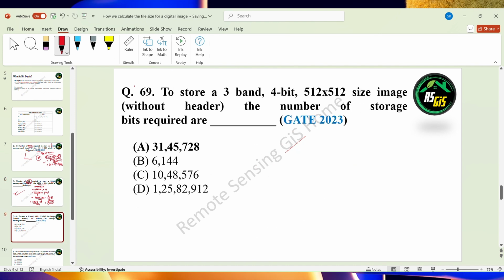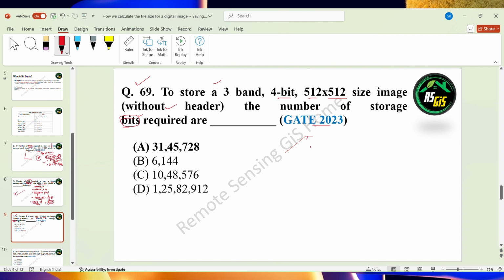So this is question number 69 in the previous year questions, 2023, and they have tricked us here in some ways. They give a 4-bit image of 512 into 512 size, without header, and ask for the number of storage bits required. So they are asking for the answer in bits. You have to remember in which form they can ask, so they need the answer in bits.